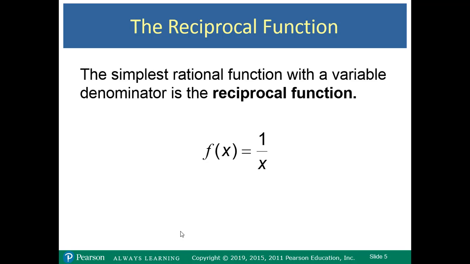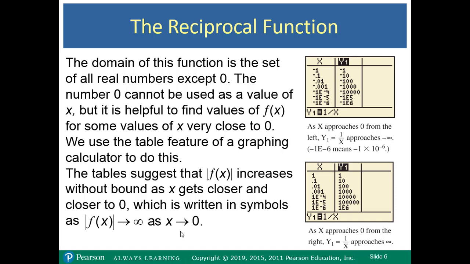So the simplest rational function is 1 over x. This is the reciprocal function. This is one of those basic functions that you're going to want to know. Now the domain of this function is the set of all real numbers except for 0, because obviously 0 can't be in the denominator, since you can't divide by 0.